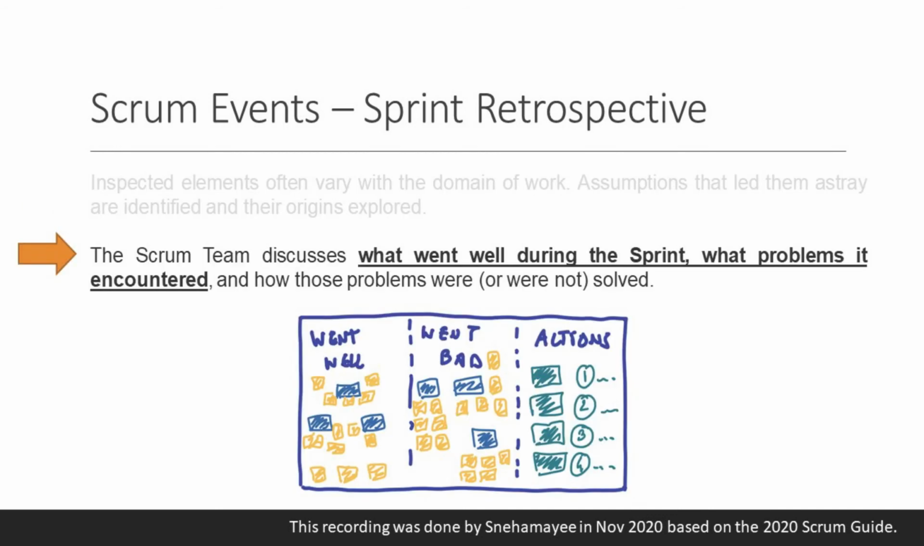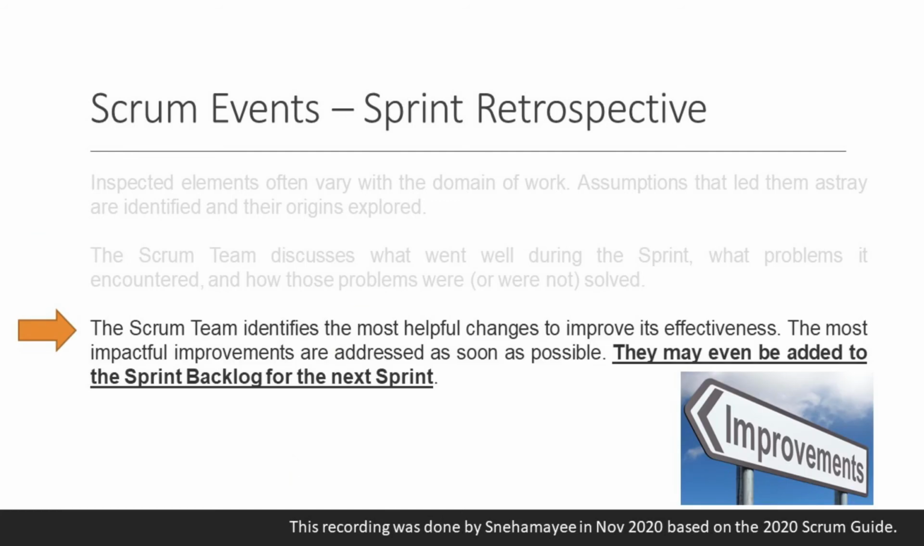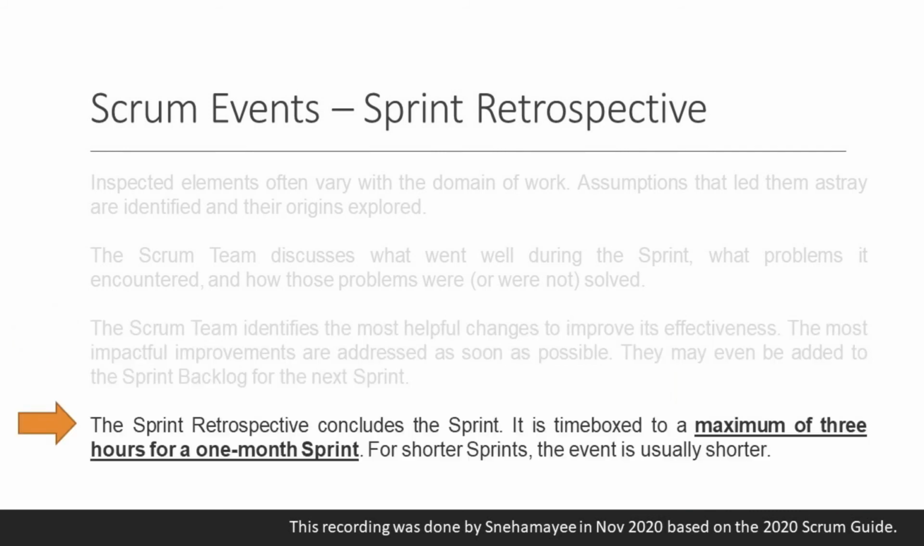The Scrum team discusses what went well during the sprint, what problems it encountered, and how those problems were or were not solved. The Scrum team identifies the most helpful changes to improve its effectiveness. The most impactful improvements are addressed as soon as possible. They may even be added to the sprint backlog for the next sprint. The sprint retrospective concludes the sprint. It is time-boxed to a maximum of 3 hours for a 1-month sprint. For shorter sprints, the event is usually shorter.